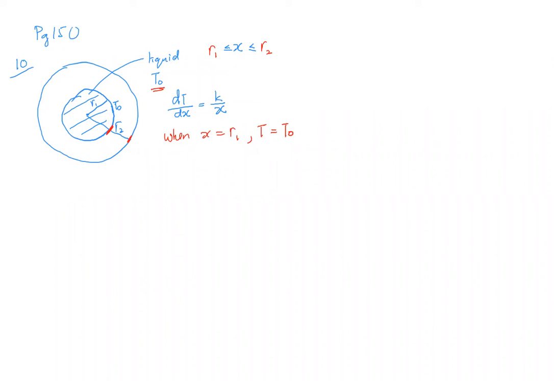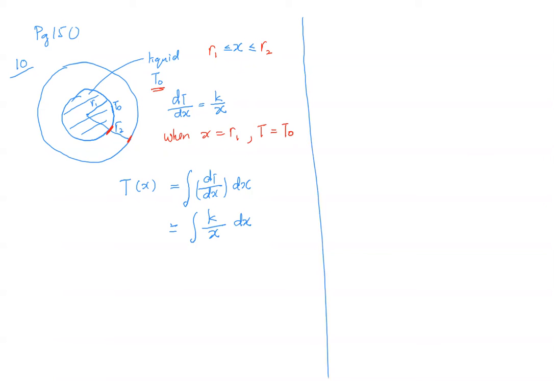Okay, first of all, we have to find the temperature function. So if I want the temperature function, what must I do? I must integrate the rate of change function, am I right? So I can get the temperature function. Okay, so I must integrate k over x dx. Am I right? So do you know how to integrate that?